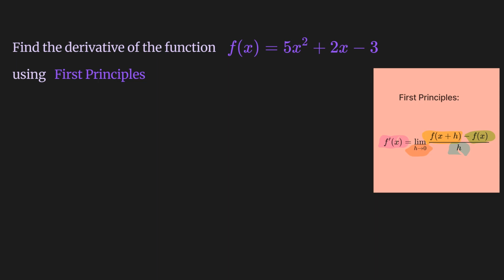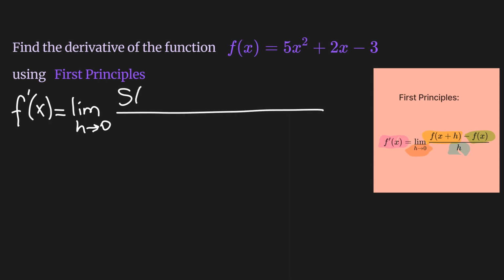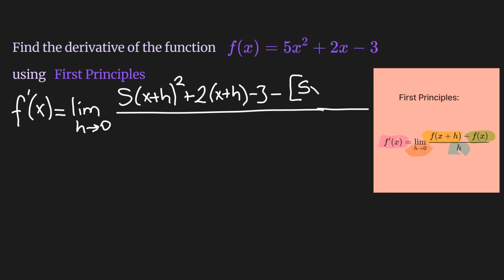Let's apply the formula. f prime of x is equal to limit as h approaches 0. Now writing x plus h in place of x everywhere x appears, and minus f of x as is, all over h. Now I will use some algebra tricks here.